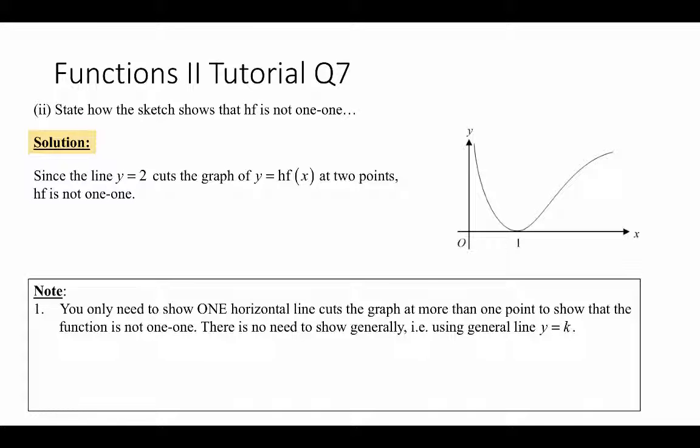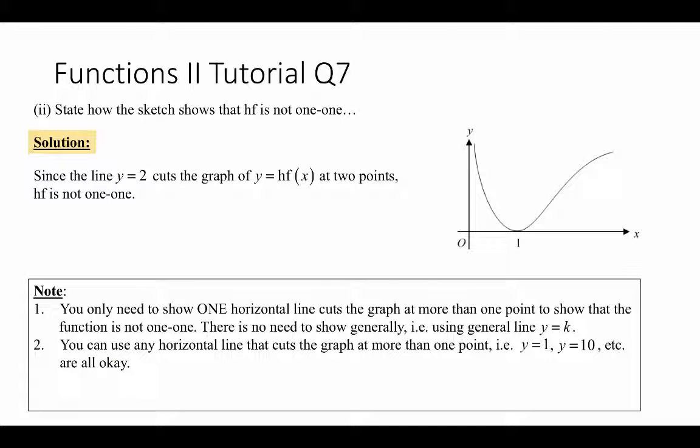Some notes. You only need to show one horizontal line that cuts the graph at more than 1 point. There is no need to show the general line y equals k. You can use any horizontal line that cuts the graph at more than 1 point. For example, y equals 1, y equals 10, all are okay.